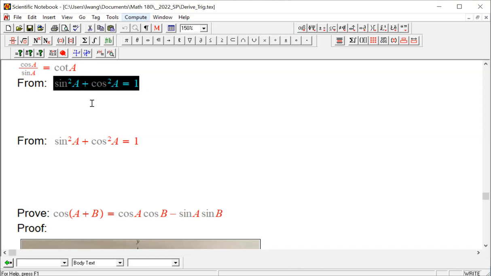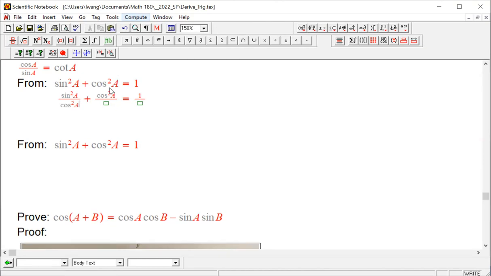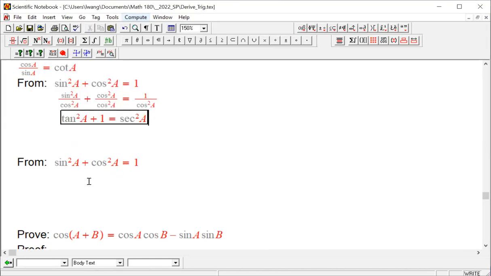from here, we can divide every term by cosine squared of a, provided it is not 0. Everything in the domain is honored. So here, this equals tangent squared of a plus 1 equals secant squared of a. So this is another very useful identity.